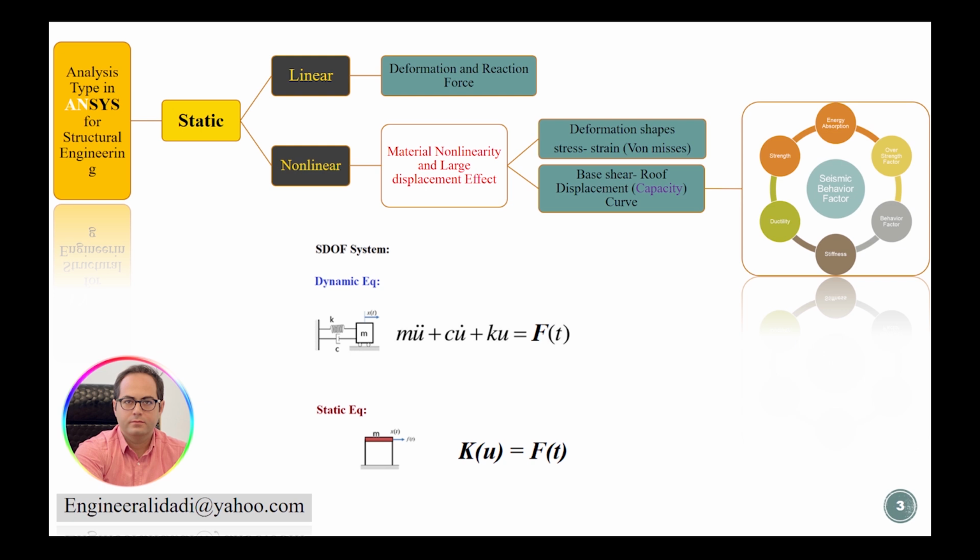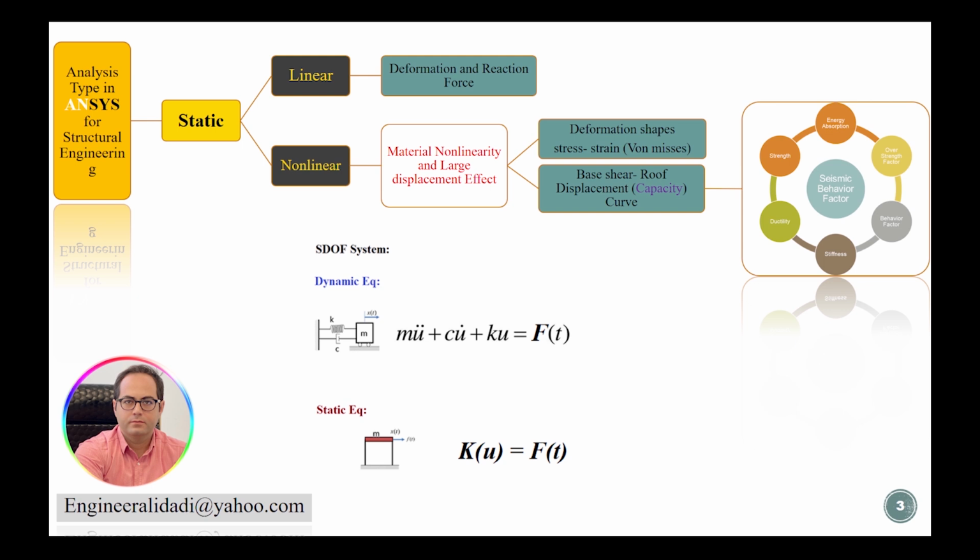The general equation of motion governing the system is m u double dot plus c u dot plus k u equals f(t), where the external load f(t) applied to the component gives rise to acceleration, velocity, and displacement. The component of mass multiplied by acceleration is called the inertial force. The component of damping multiplied by velocity is called the damping force. And the component of stiffness multiplied by displacement is called the stiffness force.